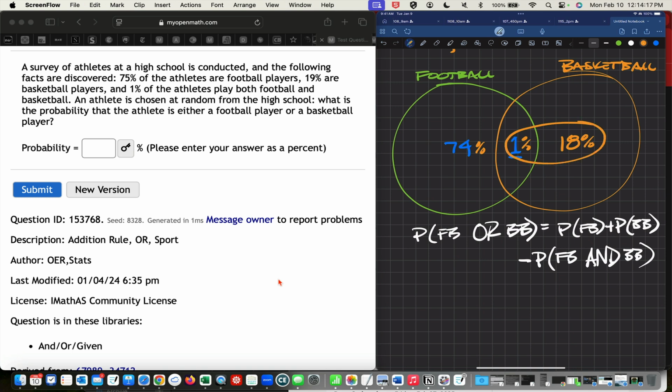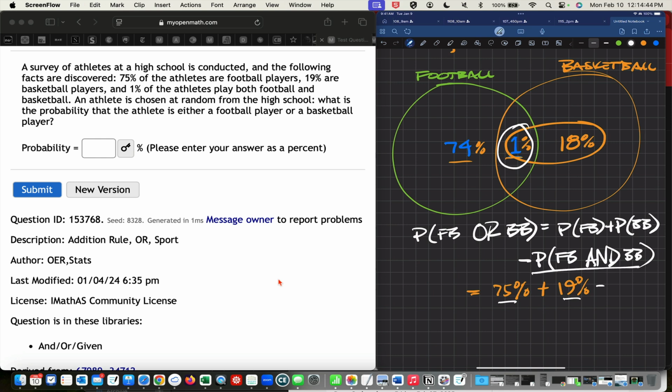Now, if we go down and use our formula, the addition rule, the probability of football is this 74 plus 1, which is 75%. And the basketball is 18 plus 1, which is 19%, which are the numbers that are given to you in the problem. But remember, we're counting this part. We're counting that 1% twice. I counted them in here, and I counted it in here. So I have to subtract that part out.